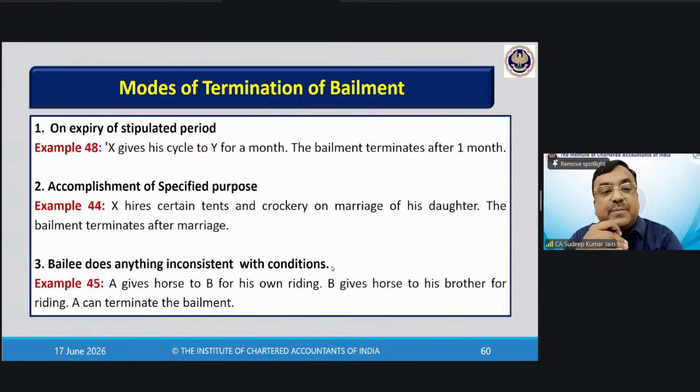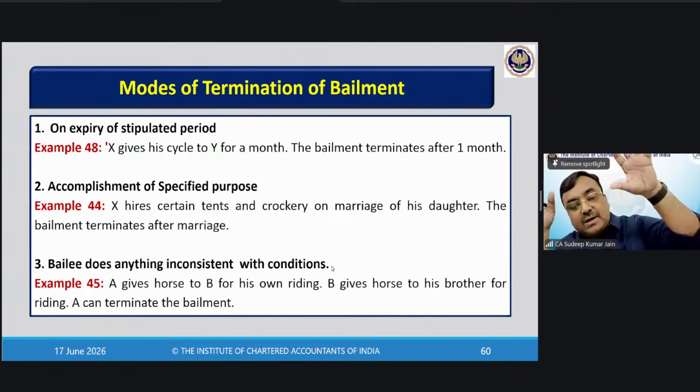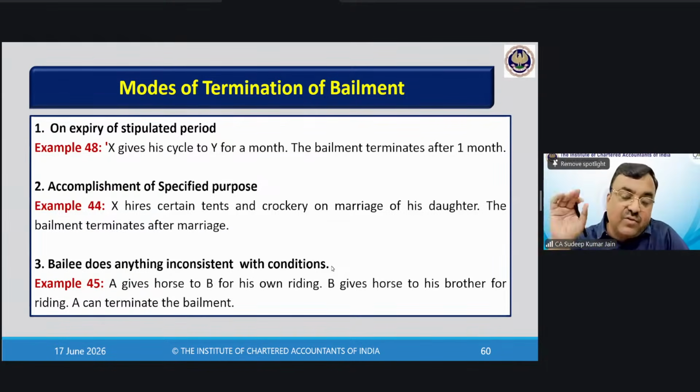Accomplishment of a specified purpose. Example 44. X hires certain tents and crockery on the marriage of his daughter. That bailment terminates after the marriage. अगर कोई पर्पस के लिए है, if the bailment is for a specific purpose, after the completion of the purpose, the bailment is terminated. Bailee does anything inconsistent with the condition. Bailee misuses the goods. A gives a horse to B for his own riding. B gives the horse to his brother for riding. Now A can terminate the bailment.